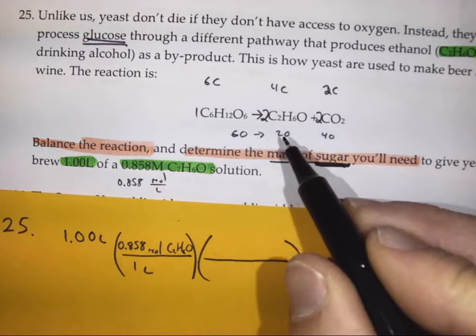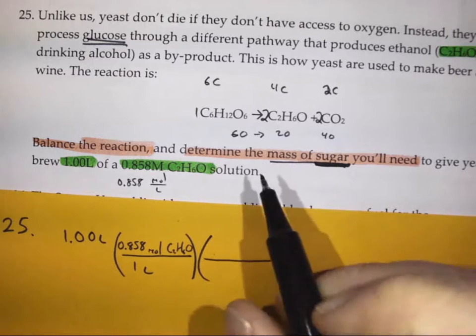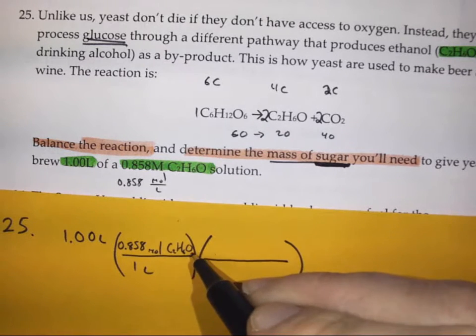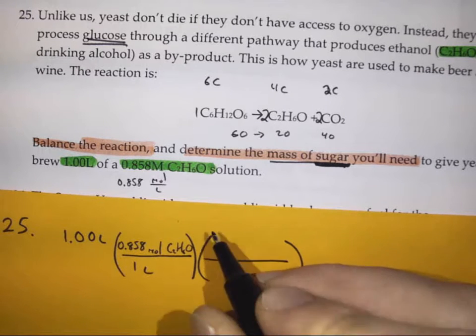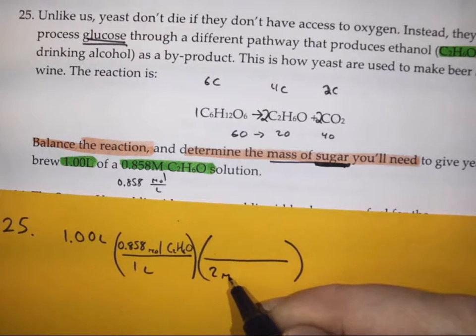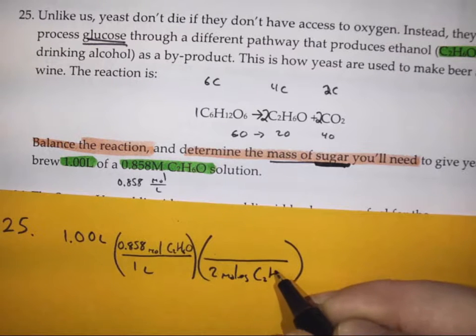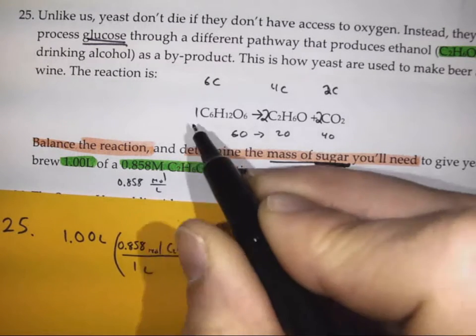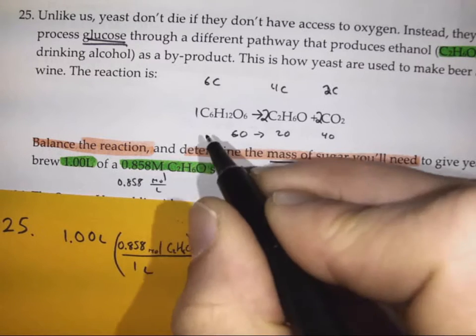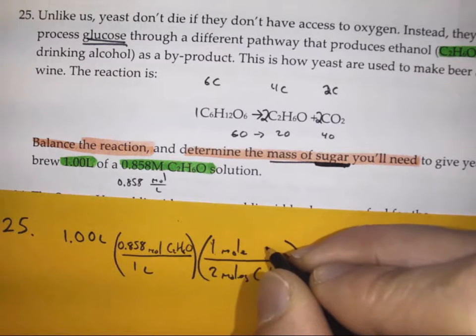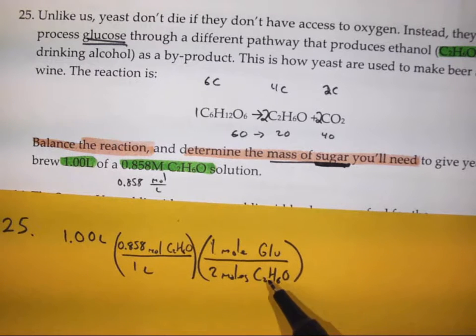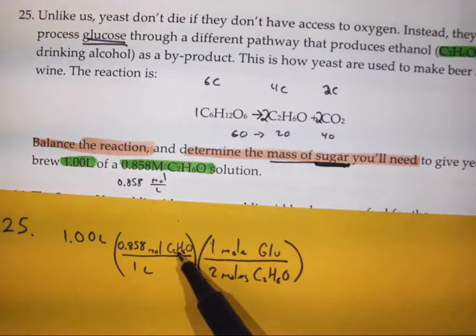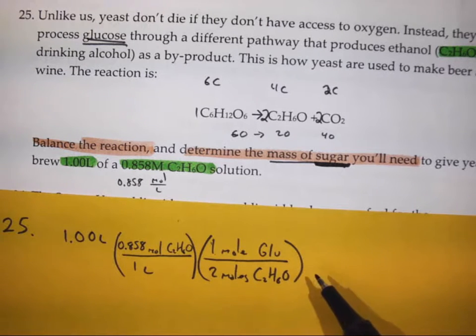So what do I want? I want to convert moles of ethanol into moles of glucose. I know that it looks like 2 moles of ethanol, C2H6O, convert into 1 mole of glucose, and I'll just write that as GLU, like I did in the last question. I could have written the simple form of ethanol here, ETOH, but I didn't want to introduce too much notation.